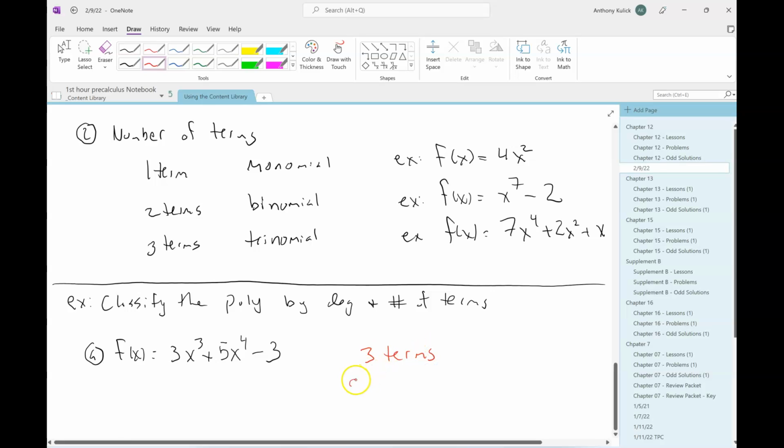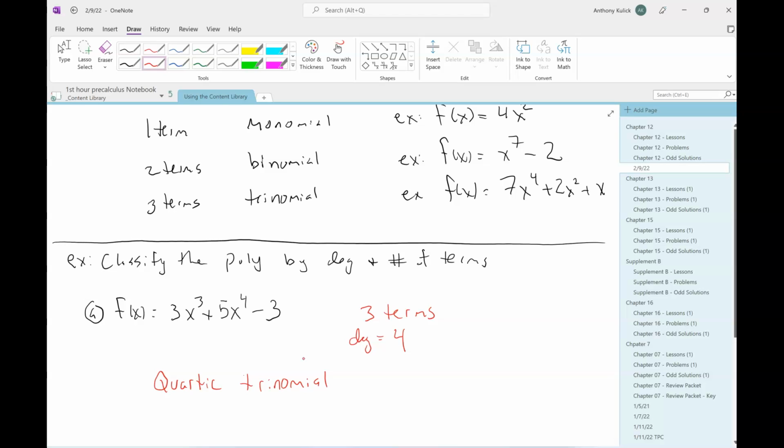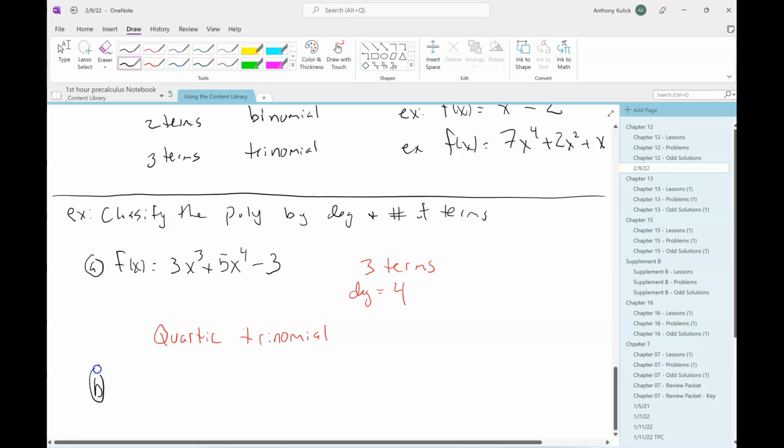And the degree is? The leading degree is 4, so it's called quartic, like quarter. Okay, quartic. So we call this a quartic trinomial. Okay with that? Fairly easy, right? You just got to get used to the naming. Let's do one more.